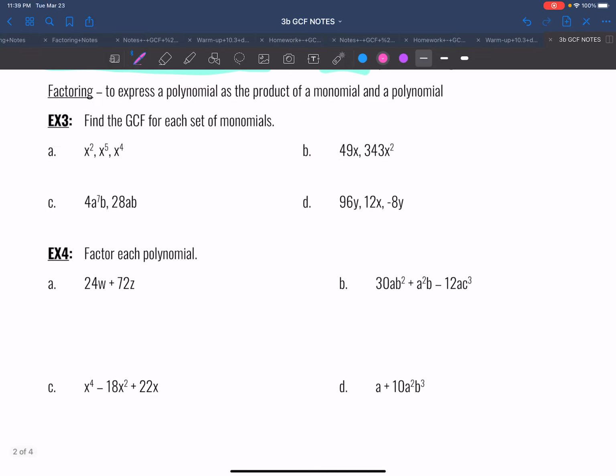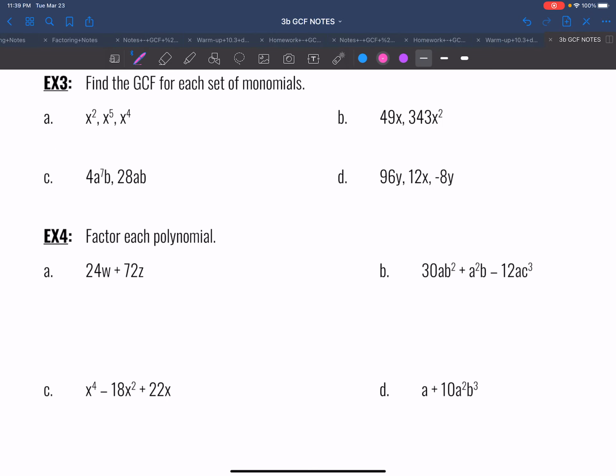Okay, so I will do some examples here in example 3. Starting with A, x squared, x to the 5th, and x to the 4th. Our task here is just to find the GCF for each set of monomials. So we have 3 different monomials here. They're each just one term because there's no plus or minus signs in there. And we need to find the greatest common factor for this set right here.